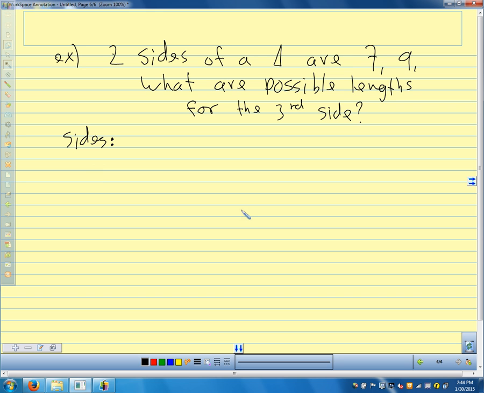So we're going to do this problem just like we did the other one. I'm going to say the sides are 7, 9. We don't know what the third side is, so in math, what do we like to call something when we don't know what it is? X. 7, 9, and X. And we're going to do the triangle inequality for each of the sides in pairs. So in order to have a triangle, we have to have 7 plus 9 greater than X. Well, what's 7 plus 9? 16 is greater than X.